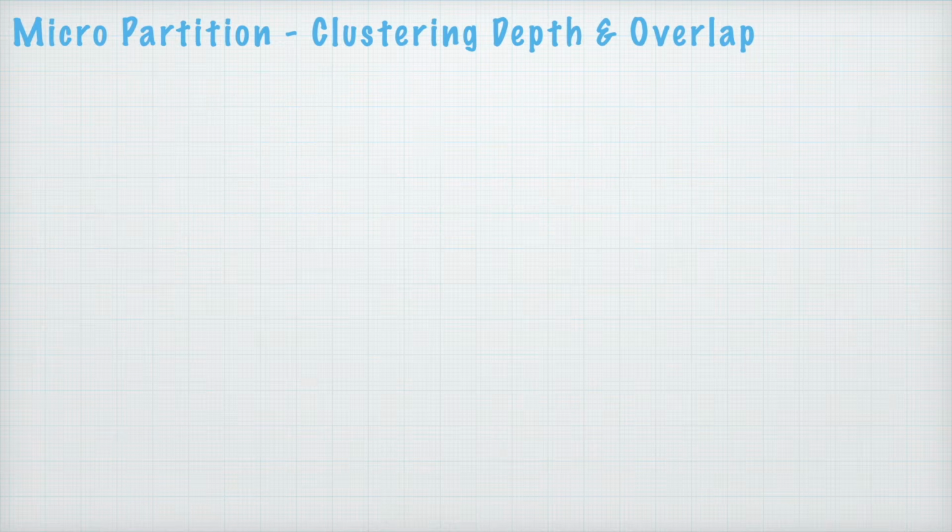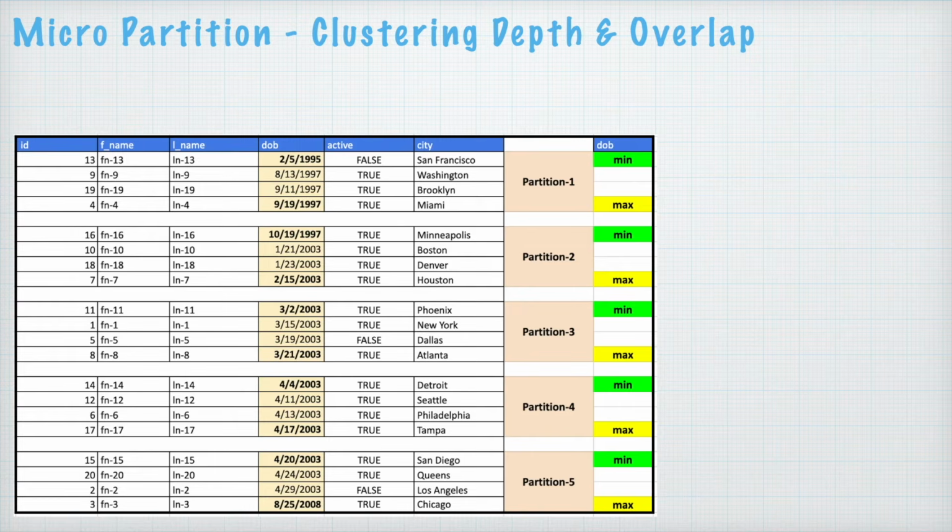Cluster depth and clustering overlap. We will go back to our customer table, which has the fields ID, first name, last name, date of birth, active flag, and city. For simplicity, we are just considering 20 rows. When we feed this data to Snowflake, assume Snowflake has clustered the data using the date of birth field, and primarily for safety purposes, we can assume that it is considering the year within the date field. As we have seen in our earlier example, it has created 5 micropartitions.